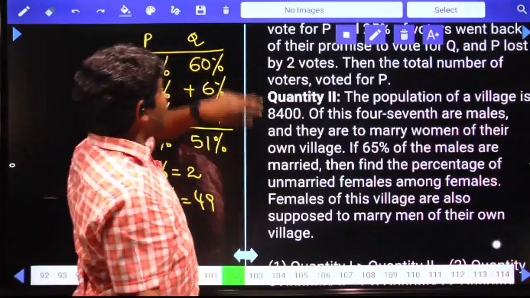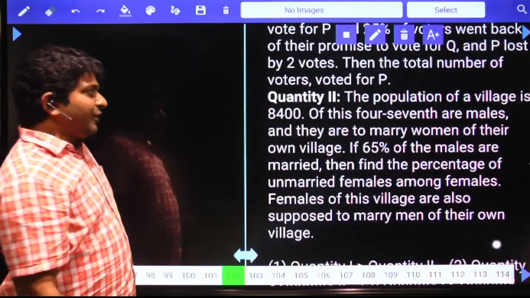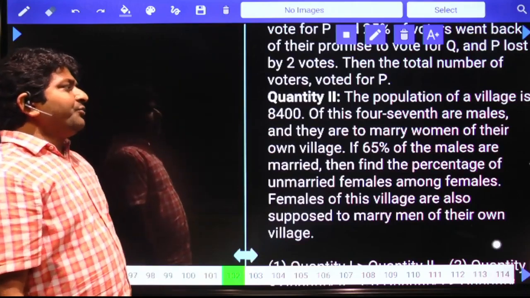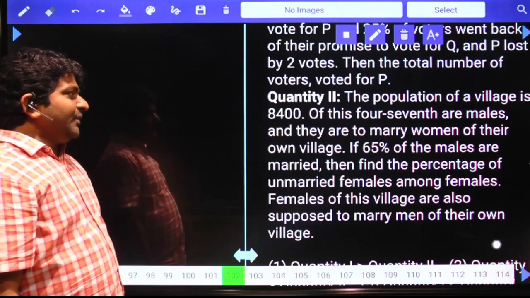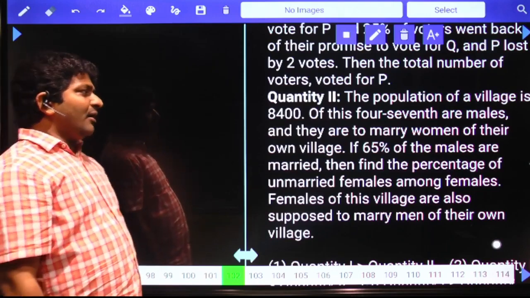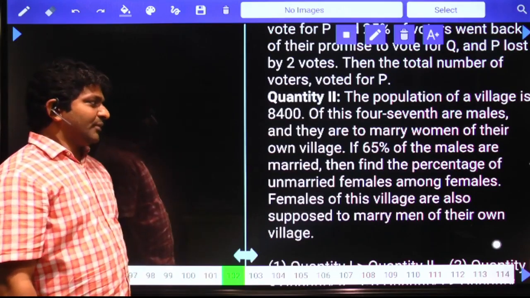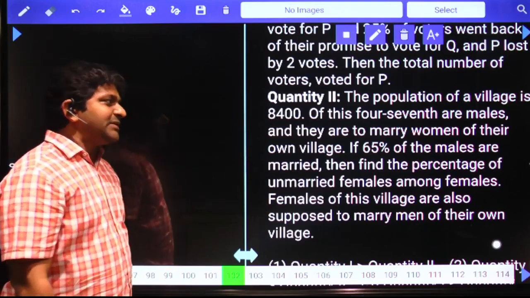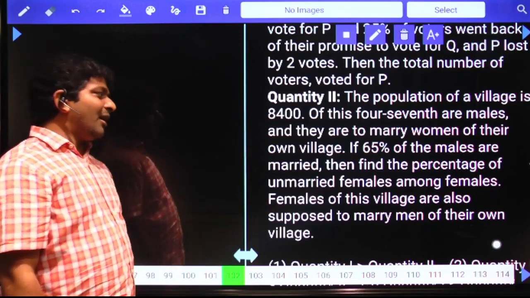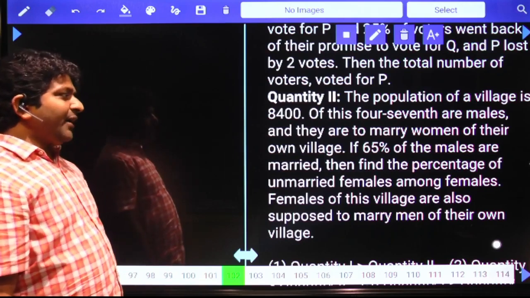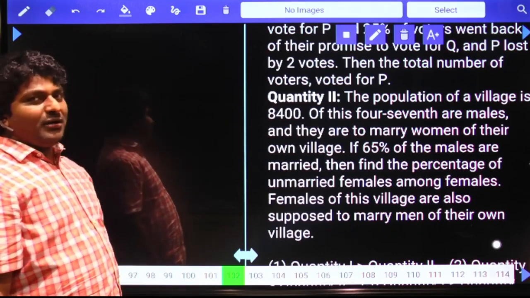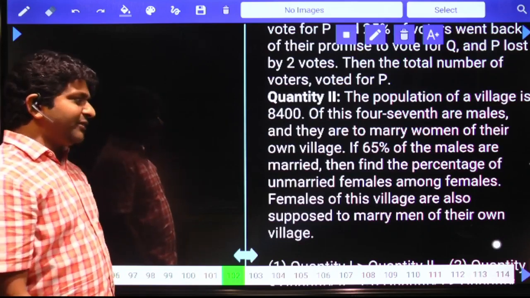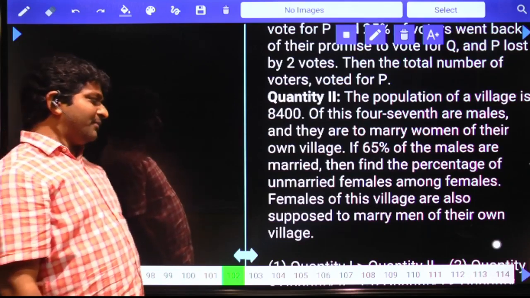The population of the village is 8,400. Of this, 4/7 are male. They are to marry women of their own village. If 65 percentage of males are married, then find the percentage of unmarried females among females. Females of this village are also supposed to marry men from their own village.